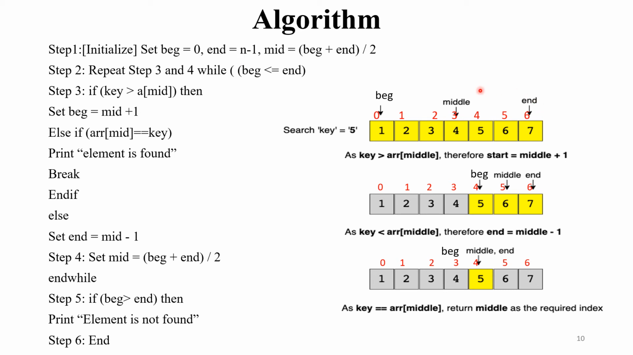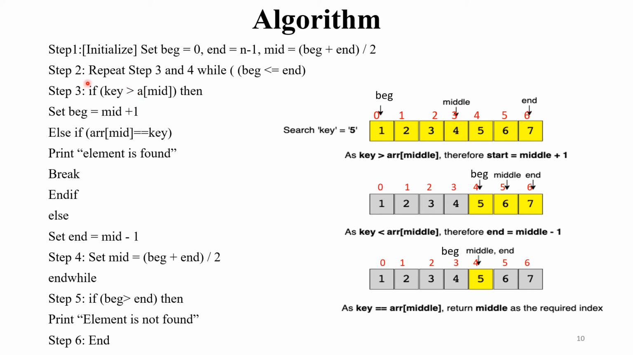First find the middle element. The statement is mid is equal to (beginning plus end) divided by 2. Here beginning is 0 and end is 6. So 0 plus 6 divided by 2 is 3. So here our middle element is 4 and the index is 3.